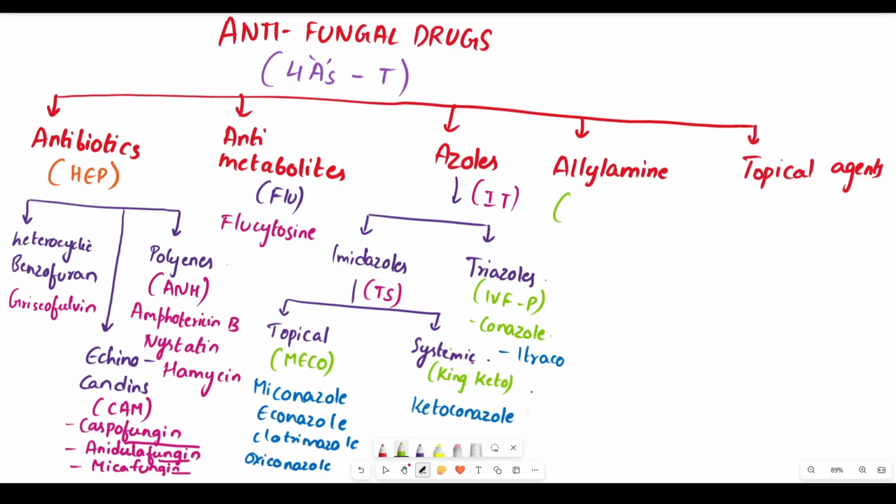So in the allylamines, just remember one trick, that is terbinafine. So there is only one single example, that is terbinafine.